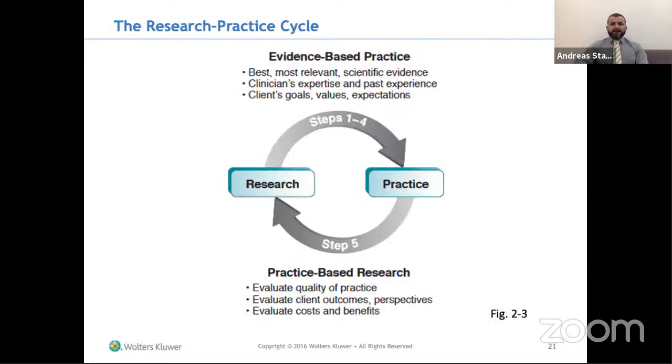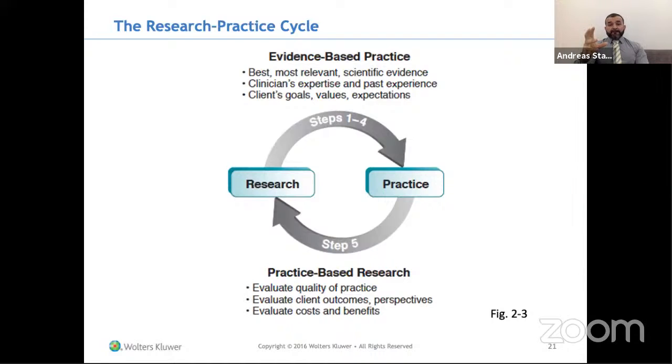So as I said before, the very first steps will come from research, right? And in a very simplified way, instead of research, you can put basic research. In practice, we can put applied research. So in a very simplified way.